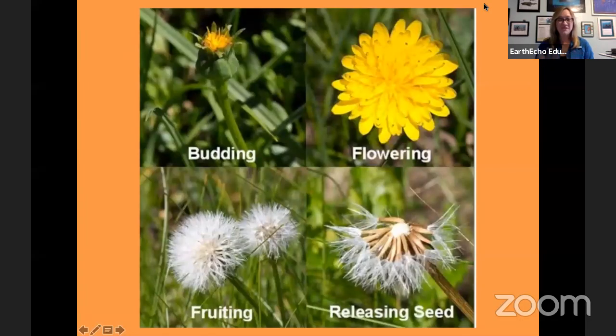And so you can see the observable stages here in plants. There is the budding, the flowering, the fruiting, and then the releasing of the seed. And this all has to do with plant reproduction. And these are the Pheno Phases of a plant. So today we'll be focusing on the budding or the flowering stage of a plant, depending on what you were able to find in your backyard.